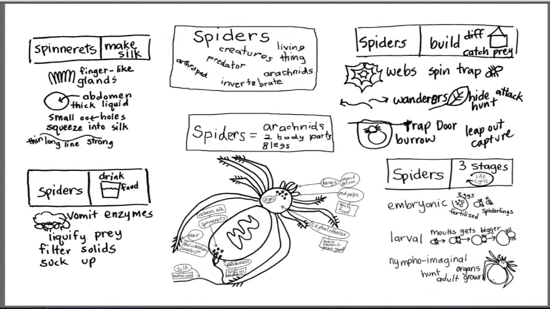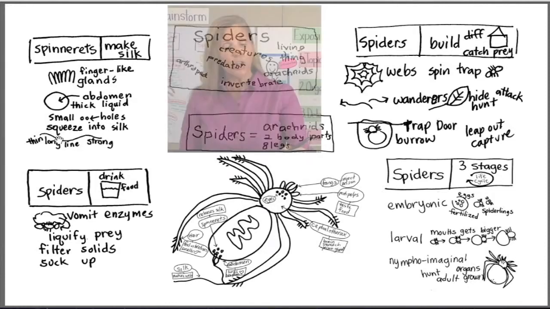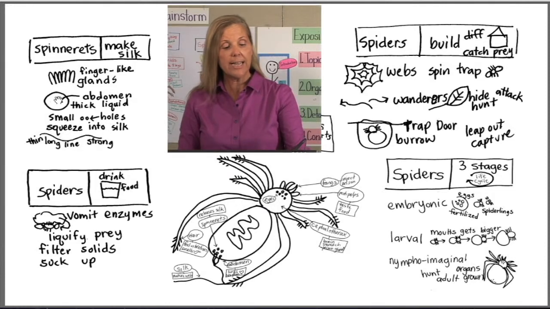On our finished brainstorm, notice in this group of information we had, who or what is this about? The spinnerets on a spider. And what is this information telling us about the spider? And then we looked at the information. The finger-like glands in the abdomen is a thick liquid, small holes, they squeeze it out to make the silk, which is a thin, long, strong line.